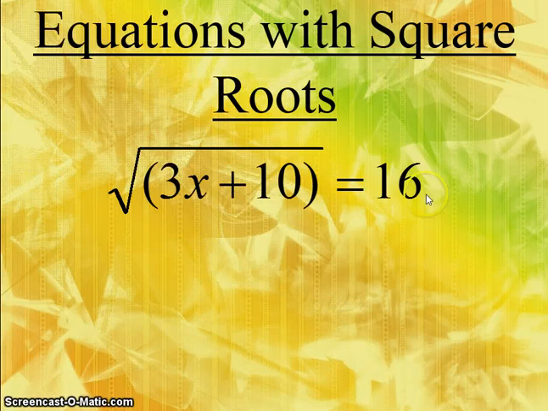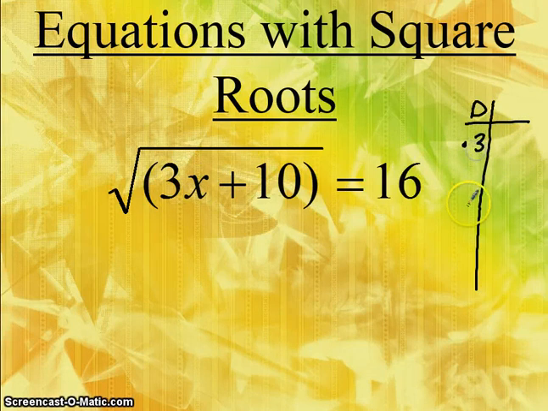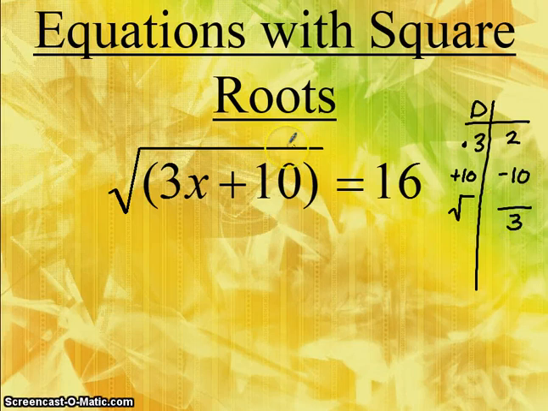Let's look at one more example and then we'll summarize. This is a 3-step equation. If we knew what x was, we would first have to multiply by 3 because it's in the grouping symbol in the parentheses. Then we would have to add 10, and after we got that number, we would have to square root it. So to undo this equation, we're going to have to square it, subtract 10, and divide by 3. So the first step is to square each side.